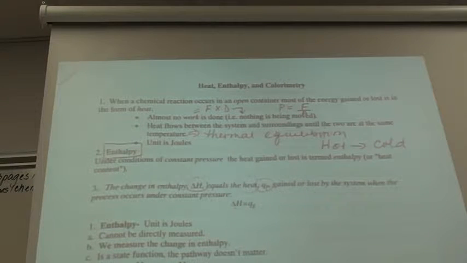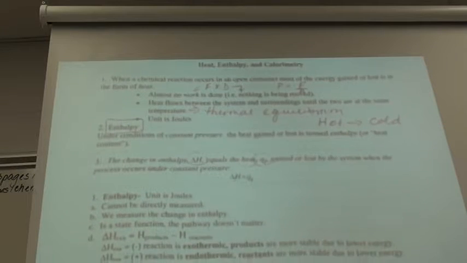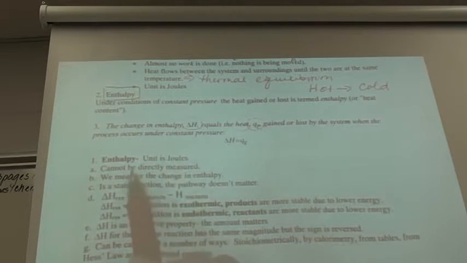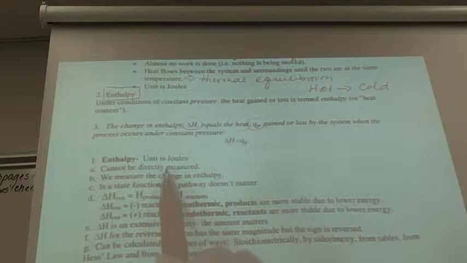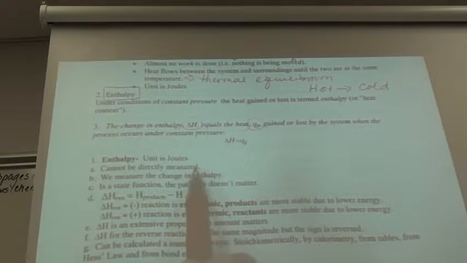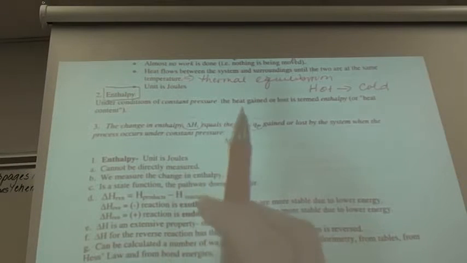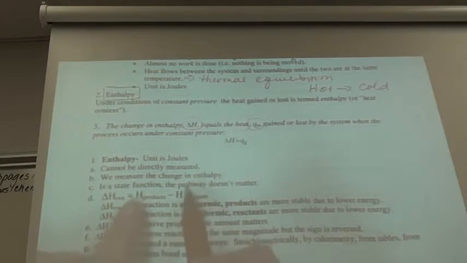Enthalpy is a weird duck. First of all, the unit is in joules. It cannot be measured directly. You cannot put something on a balance and say, okay, this has this many joules of enthalpy. One of the reasons why is it's a constant change between the system and the surroundings. This is a dynamic process.